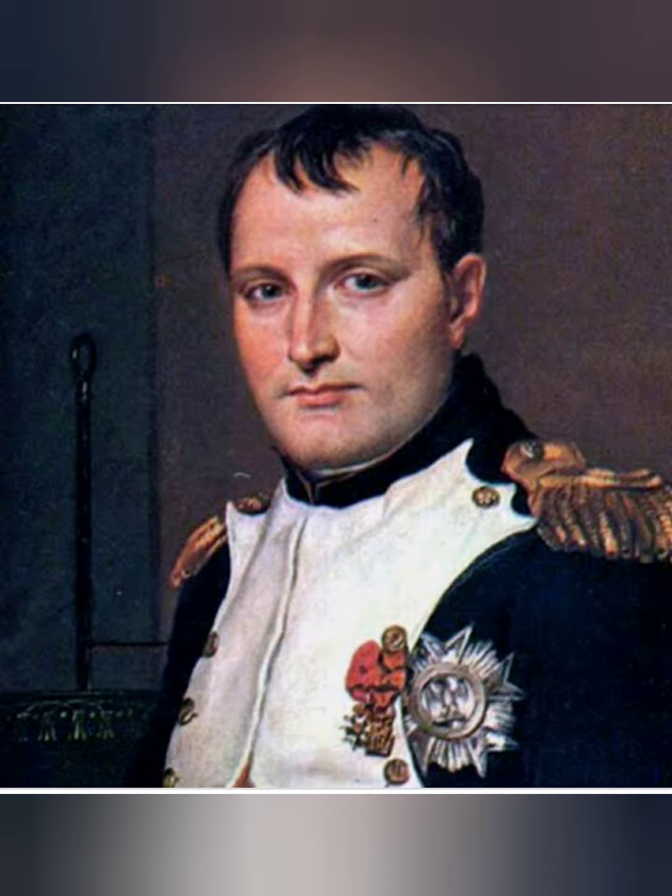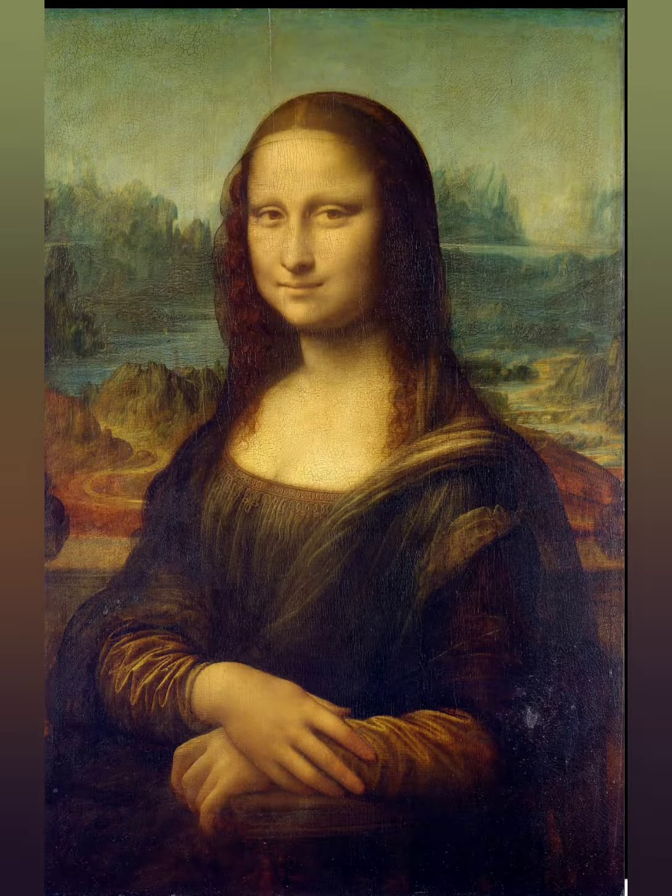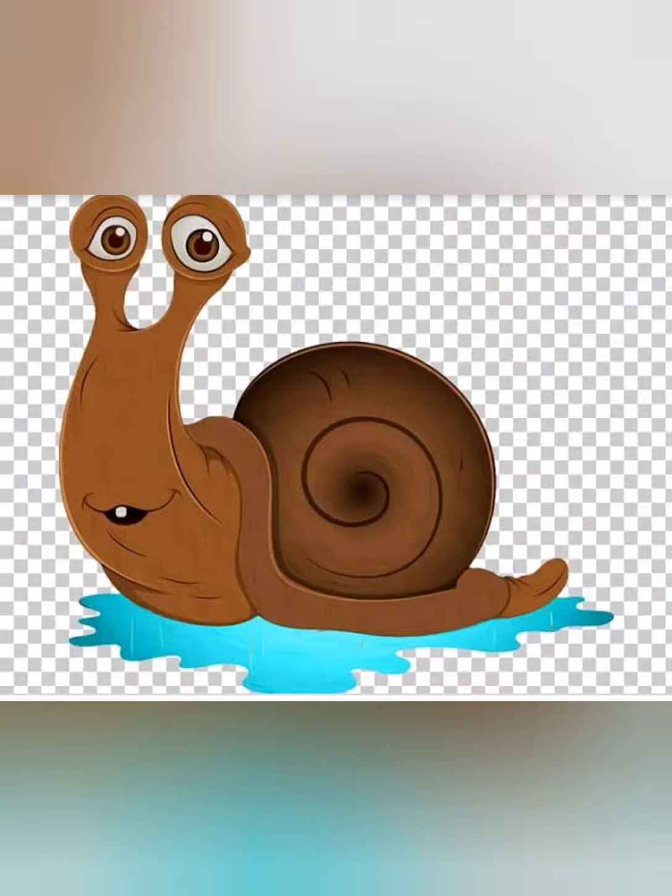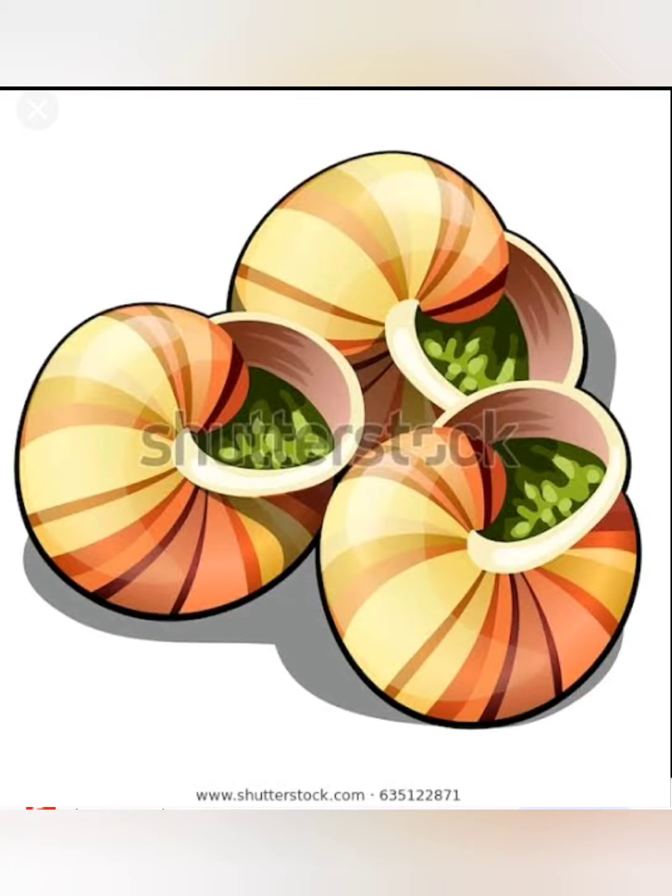Next picture, I think everyone knows about this, it's a painting, Mona Lisa painting. Next picture, snail, escargots. French people love to eat snails. Now you can see last picture. This is snails only. Okay everyone, this looks like a snail dish. What French people like.